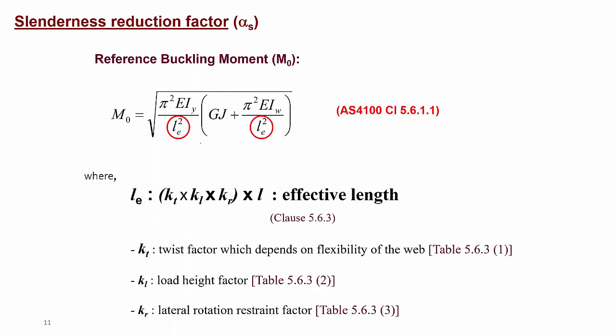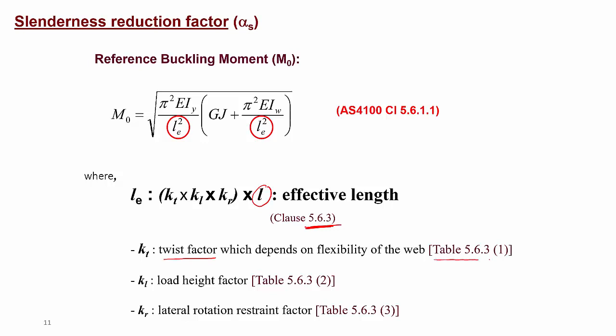Now in this equation, as I said, LE is the effective length of the beam, and it is given in clause 5.6.3 in AS4100. So it takes into account three different parameters here: KT, KL, and KR. L is the original length of the beam, and we multiply it with the KT, KL, and KR factors to take into account the possibility of twisting, lateral buckling, and also where the load is acting as well. KT is called the twist factor, which depends on the flexibility of the web. So can the section twist?